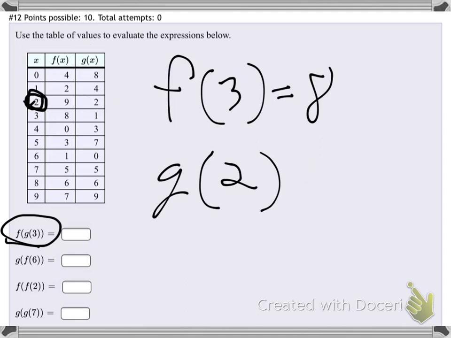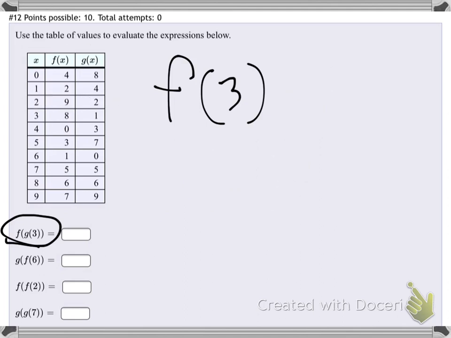Okay, let's see if we can undo all that mess. Okay.